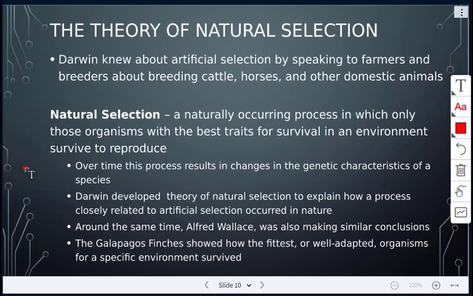So Darwin developed this theory of natural selection to explain how a process closely related to artificial selection was occurring in nature. There was another scientist, Alfred Wallace, around that same time as Darwin. He was also coming to those similar conclusions. So the Galapagos finches that we looked at before showed how the fittest or the most well-adapted organisms for a specific environment survived.